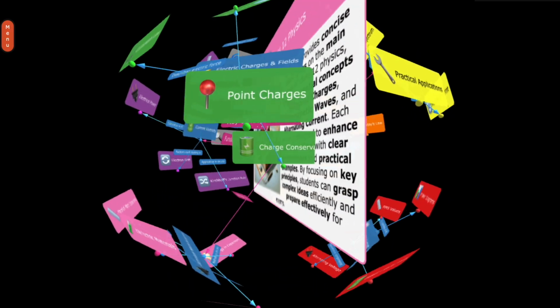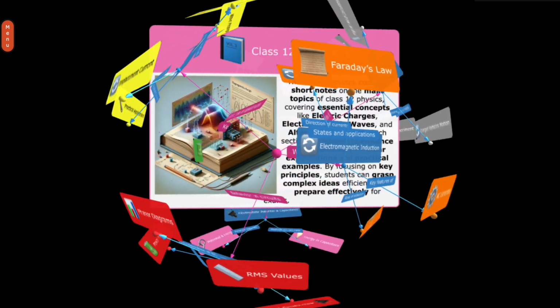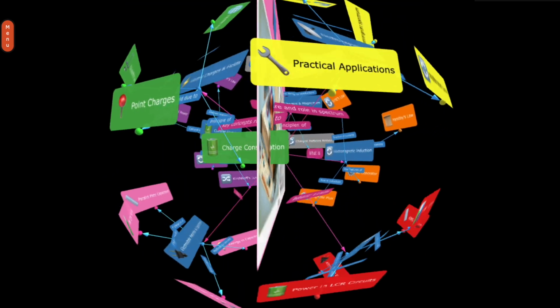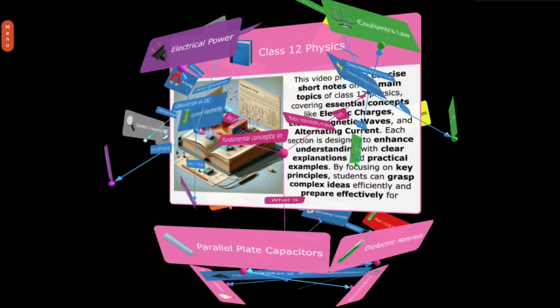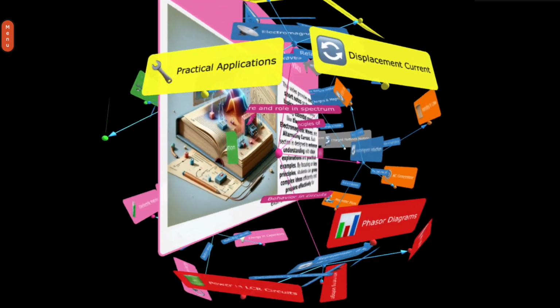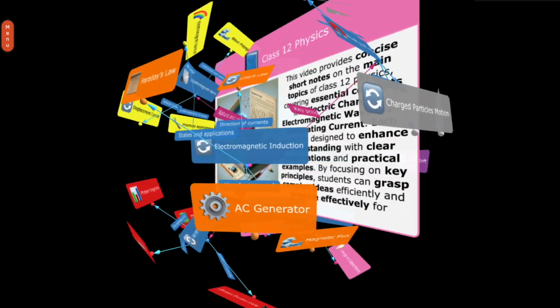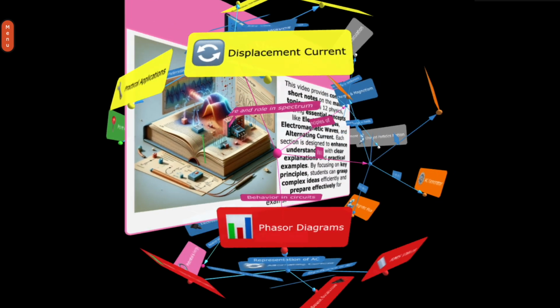This video provides concise short notes on the main topics of Class 12 Physics, covering essential concepts like electric charges, electromagnetic waves, and alternating current. Each section is designed to enhance understanding with clear explanations and practical examples. By focusing on key principles, students can grasp complex ideas efficiently and prepare effectively for exams.